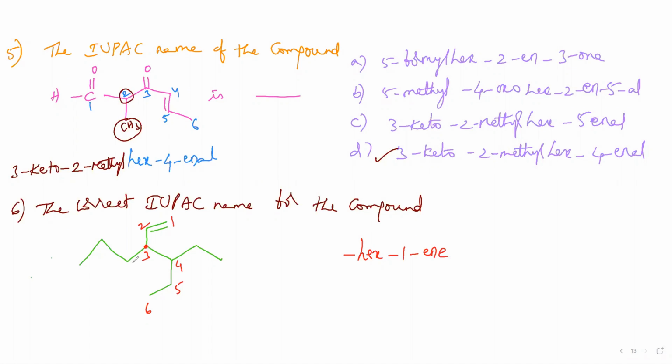Now this third carbon is having what type of group? This is 1 carbon, 2, 3. That means the third carbon has propyl. Next, the fourth carbon has 1, 2. The fourth carbon has ethyl. Third carbon has propyl, fourth carbon has ethyl. Then what can we say? Ethyl, propyl, alphabetical order. Ethyl will come first. That means 4-ethyl, 3-propyl, hex-1-ene. So 4-ethyl-3-propylhex-1-ene.